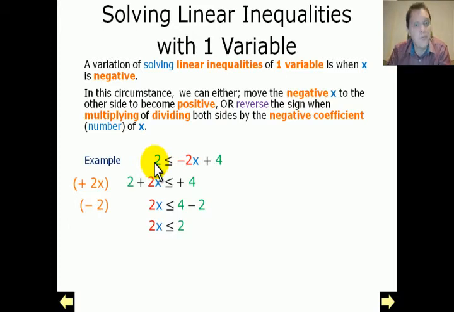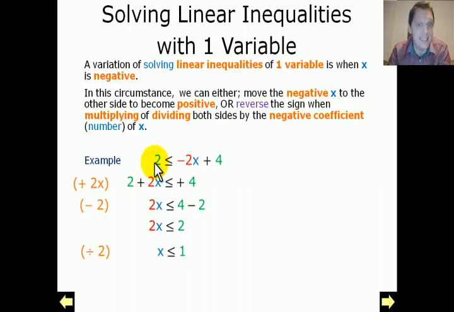So if I divide both sides by 2, because yet again I want the value of a single x, dividing both sides by 2, x is less than or equal to 1. Because bear in mind that anything divided by itself, so 2 divided by 2, always equals 1.